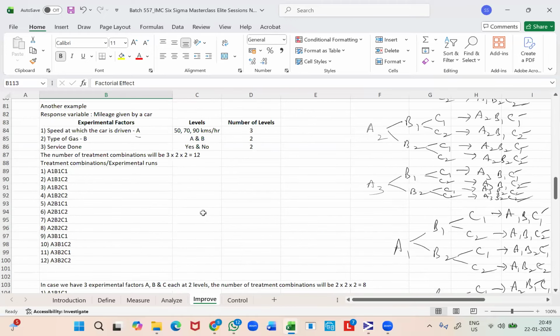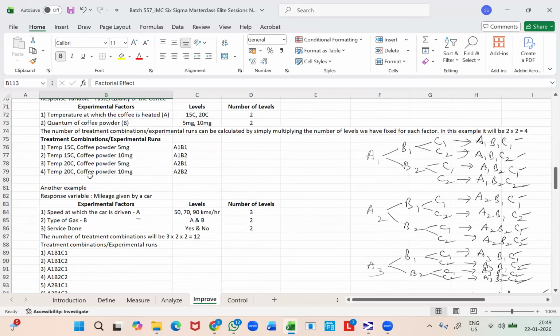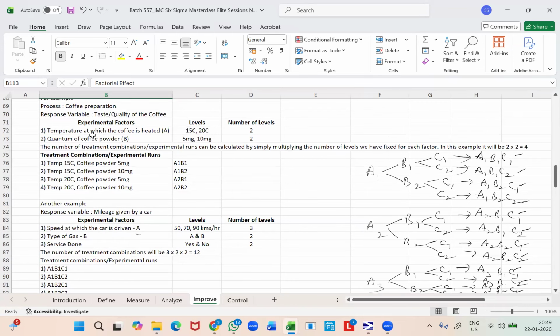Say, for example, in the coffee preparation scenario, what are the experimental factors we have considered? The temperature at which the coffee is heated and also the quantum of coffee powder, right? If you really look at these experimental factors, the temperature at which the coffee is heated as a main factorial effect could be impactful, right? Temperature on its own can create that impact with regard to the taste of coffee, quite possible. And also the quantum of coffee powder as a main factorial effect, that is on its own, can create that impact as far as the taste of coffee is concerned.